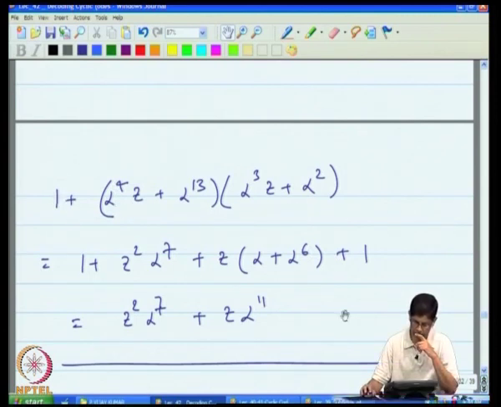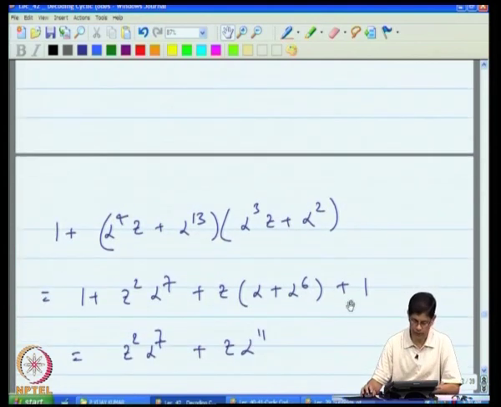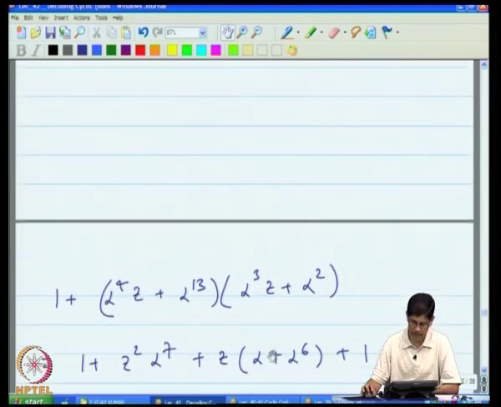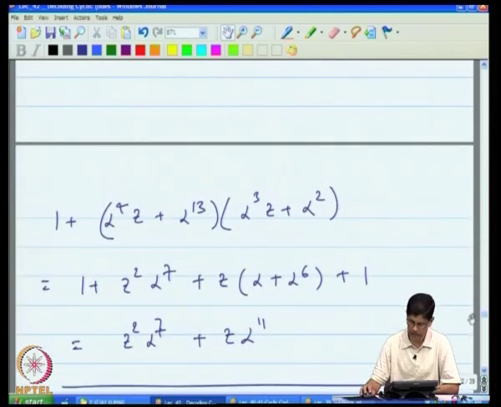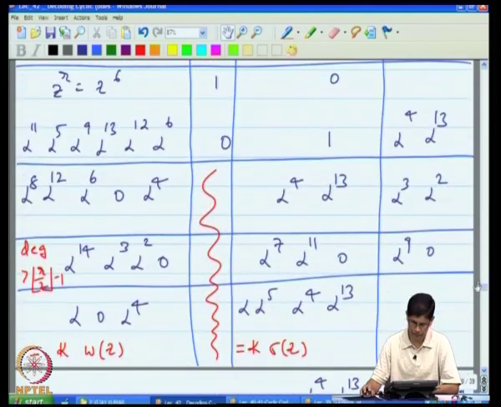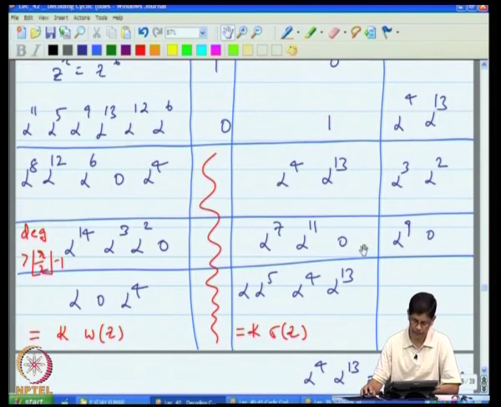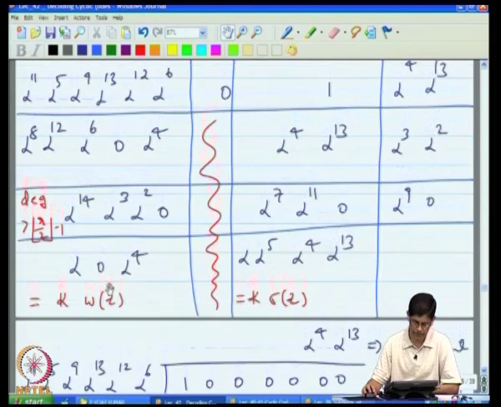So, we multiply and add 1. And again the computation looks okay. So, this seems correct. We should have alpha 7, alpha 11, 0, alpha 7, alpha 11, 0 in the table. And now you divide this by this to get this remainder.